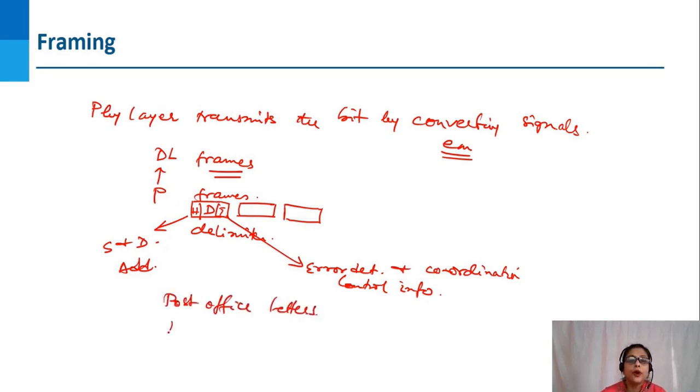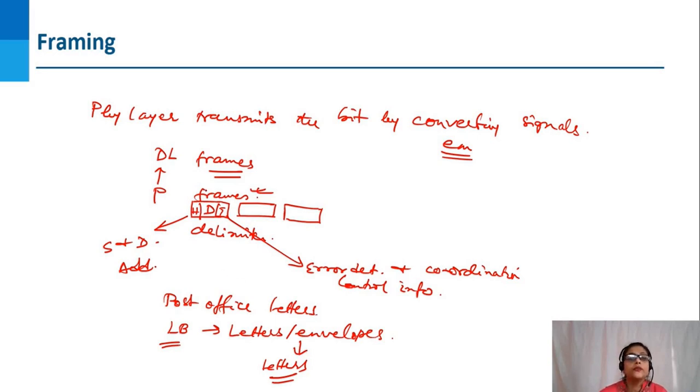We can think of this frame as the post office letters. Now in the letter box, we can have several letters or envelopes. Now in each envelope, there can be some letters. So this letter box consists of several envelopes having several letters. Now these letters can be the bits and these envelopes can be the frames. So the envelope acts as a delimiter.